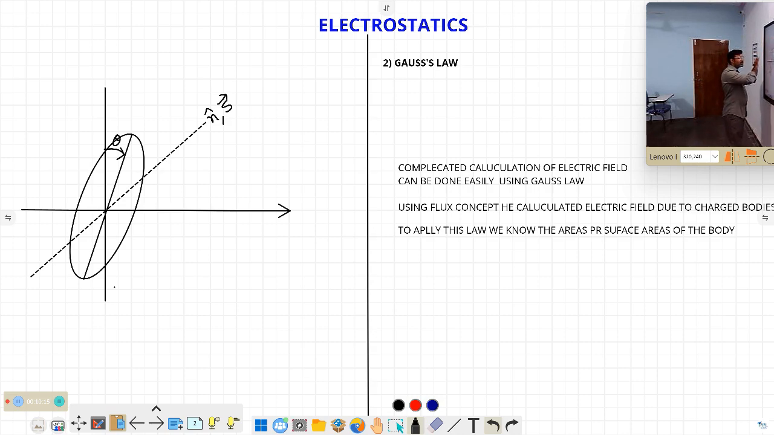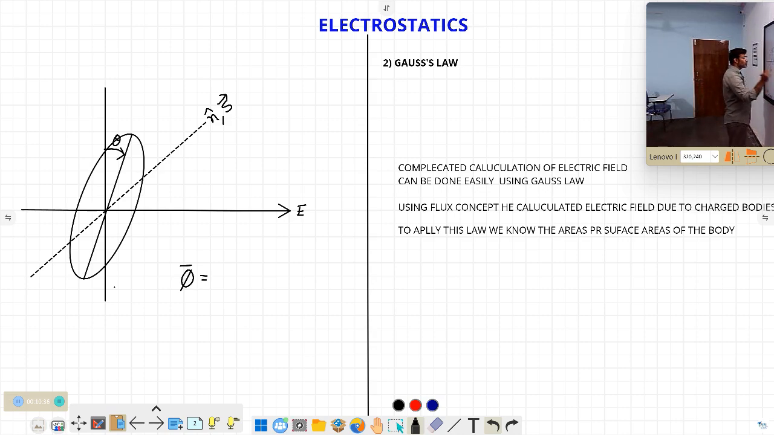Now we apply the electric lines. The electric lines are horizontal, and this is their direction. I can see a group of electric lines, so I have taken only one line here. When electric lines are passing through the area like this, what is the flux enclosed? You can calculate the flux through this area in two forms.